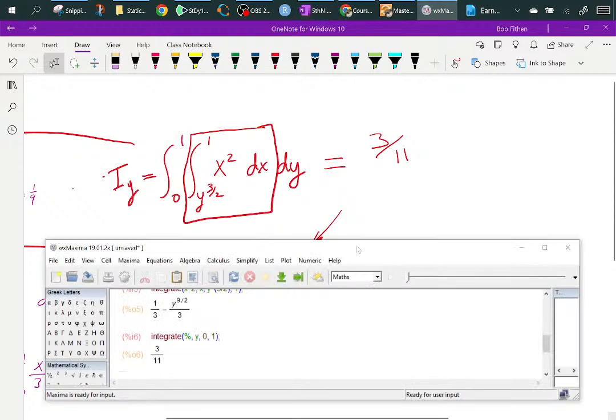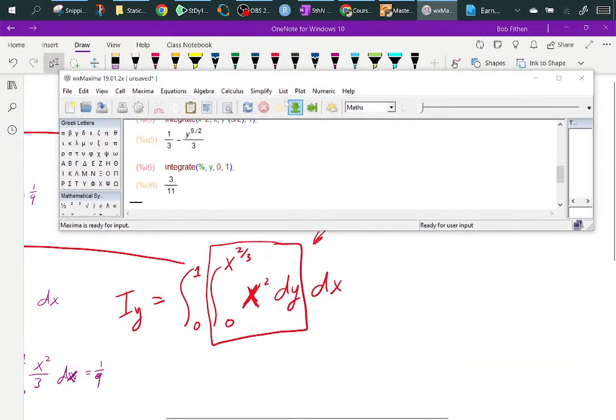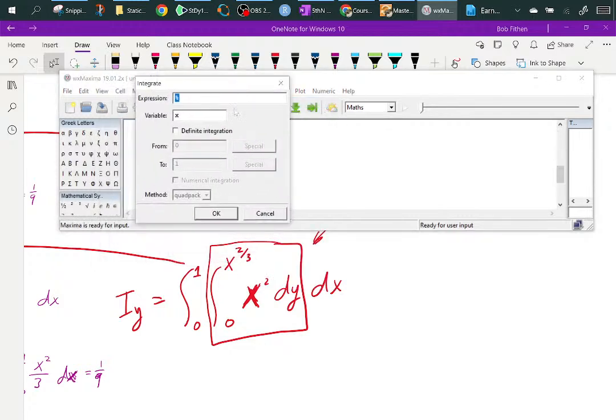So now, instead of moving there, I'm going to move it up to here. So I'm essentially starting over. I'm integrating the term, which is x squared. The integration variable is dy now. All right, and I'm definitely integrating between 0 and x to the 2/3. And there's my extra parenthesis again.